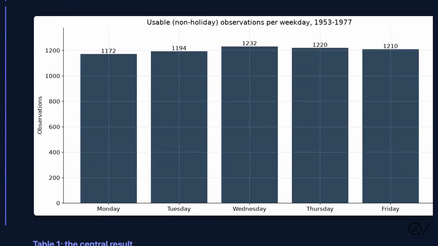Applying that filter leaves just over 6,000 usable observations against the 6,024 French reports. A handful of days differ because the exchange's holiday calendar in the 50s had some one-off closures that a simple gap rule treats slightly differently. That is a difference of well under 0.1% of the sample, and it will not move any conclusion. The bar chart shows roughly 1,200 observations per weekday. Monday has the fewest. Monday holidays are the most common kind, so Monday loses the most days to the filter.